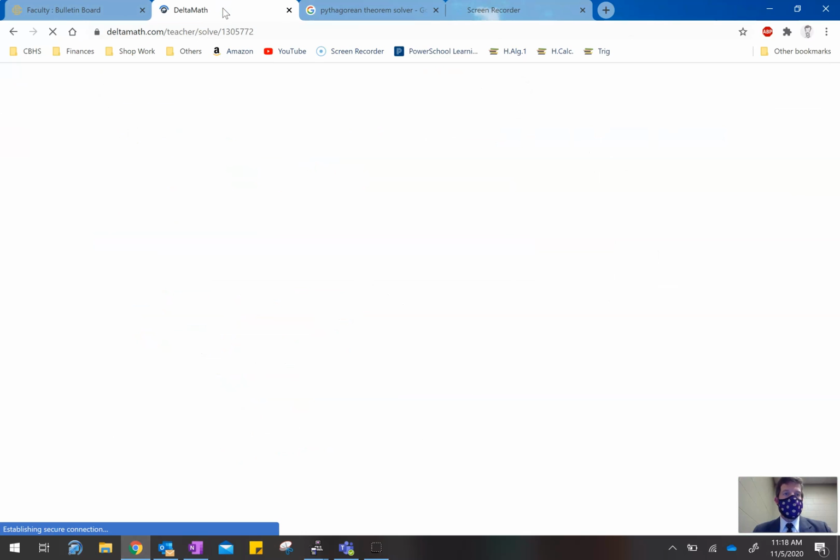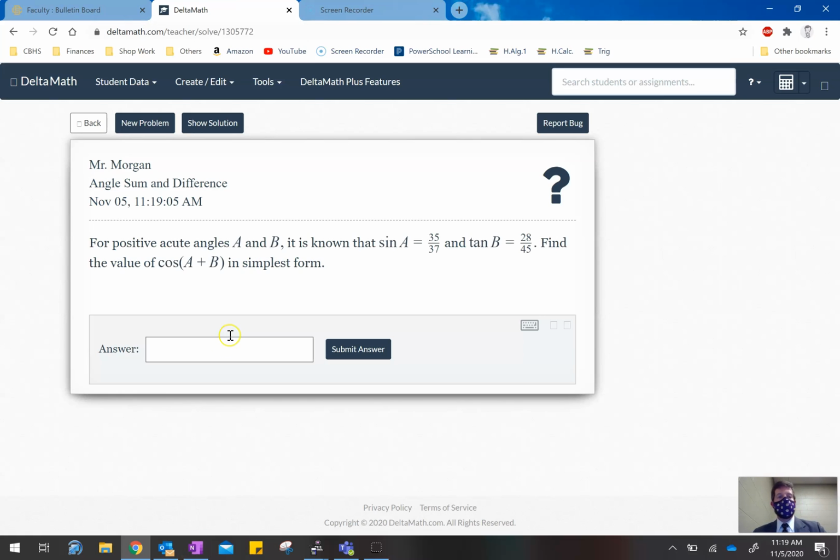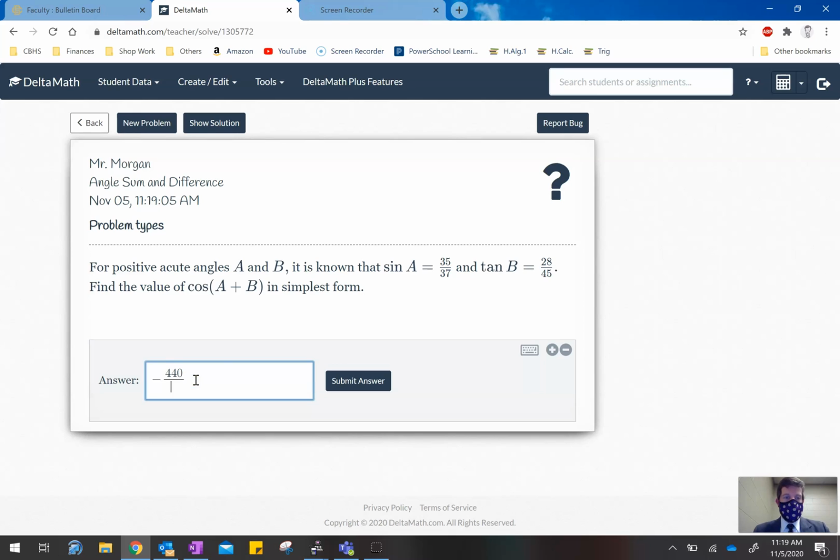If I go back to Delta Math, I think I still got this problem pulled up, should be where I can plug in that answer, and it'll show me the steps here. All right. Of course, Delta Math always takes forever. Sorry for the wait here. Well, hopefully, oh, there we go. Perfect. So I was just about to give up on it. Negative 440 over 1961.